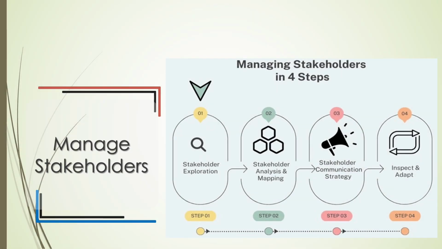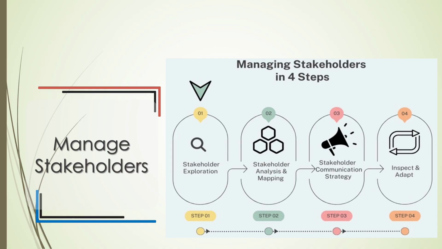Managing stakeholders effectively involves a structured four-step approach. It begins with stakeholder exploration, where all individuals or groups impacted by the project are identified. Following this, stakeholder analysis and mapping helps in assessing stakeholders' levels of interest, influence, and impact on the project.